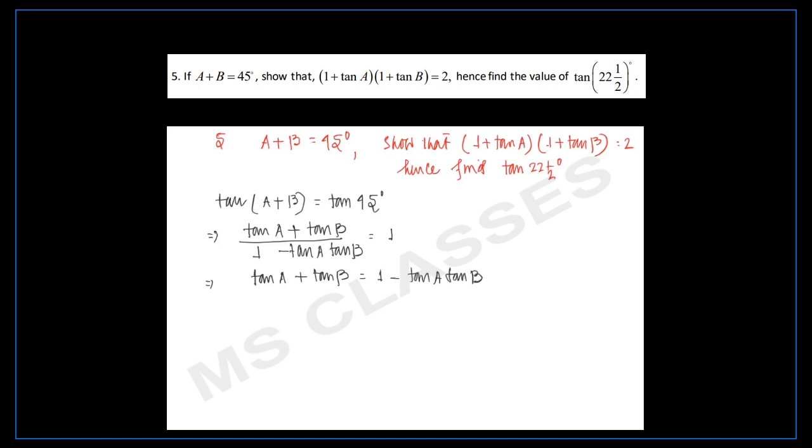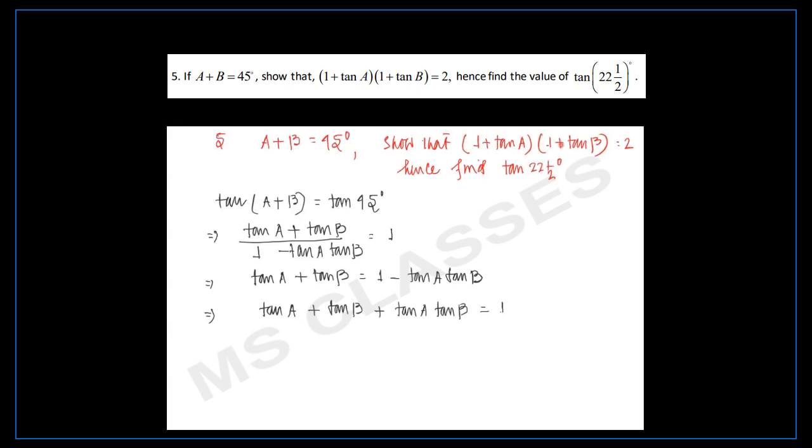Now we take tan A tan B from the RHS to the LHS. Change of side with change of sign. So here what can we write? It's tan A plus tan B plus tan A tan B equal to 1.